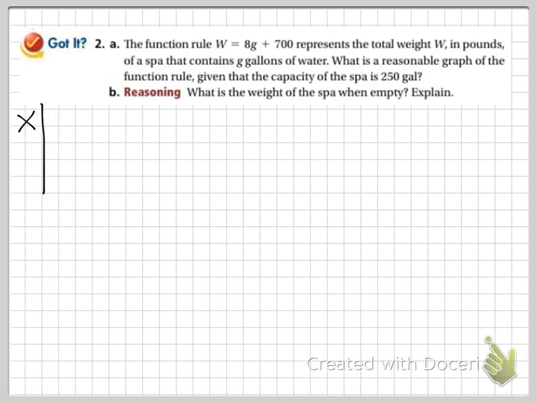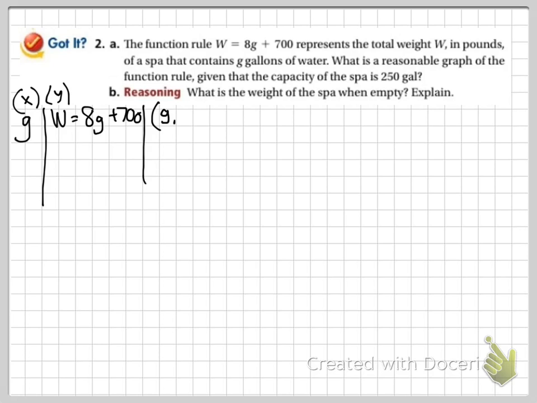Actually, I'm not going to use X. In this case, my G is my X. Whatever variable is alone, that's your Y. So in this case, G then is my X. So X in parentheses, G. And W equals 8G plus 700. So that's my Y. And so my ordered pair is going to be G, comma, W.